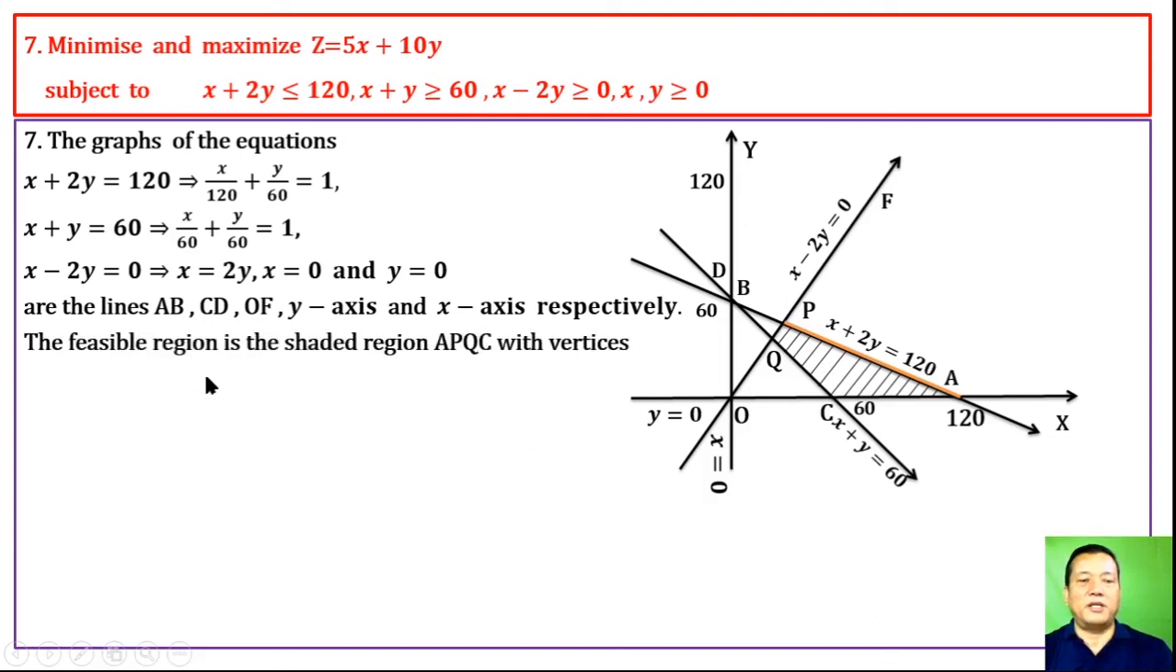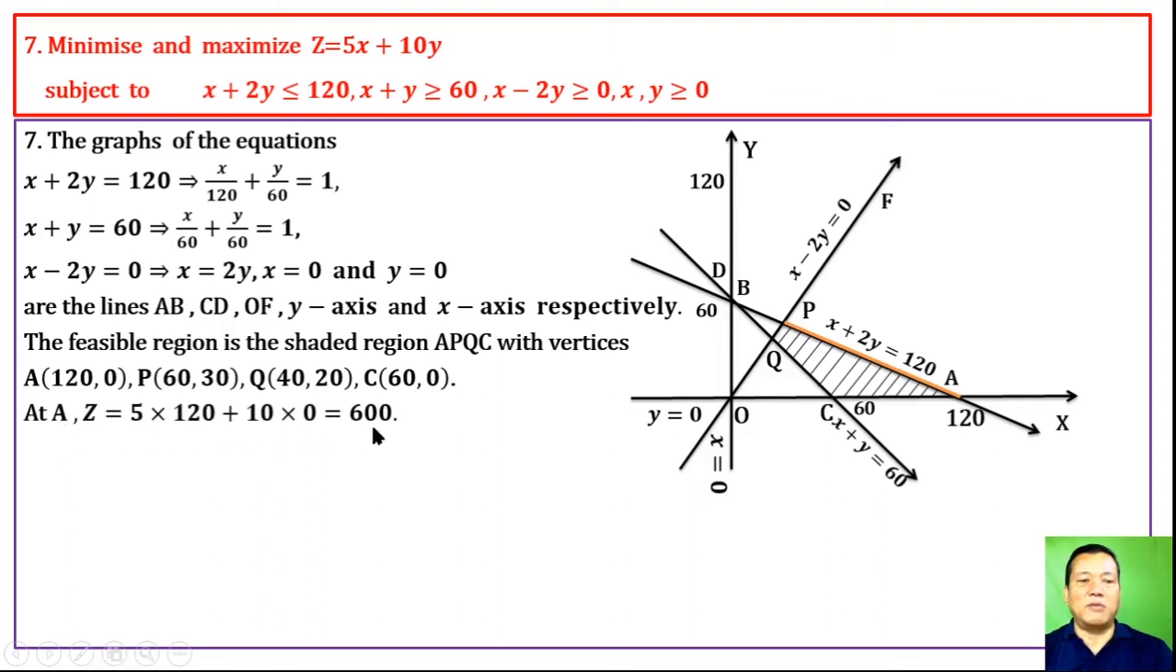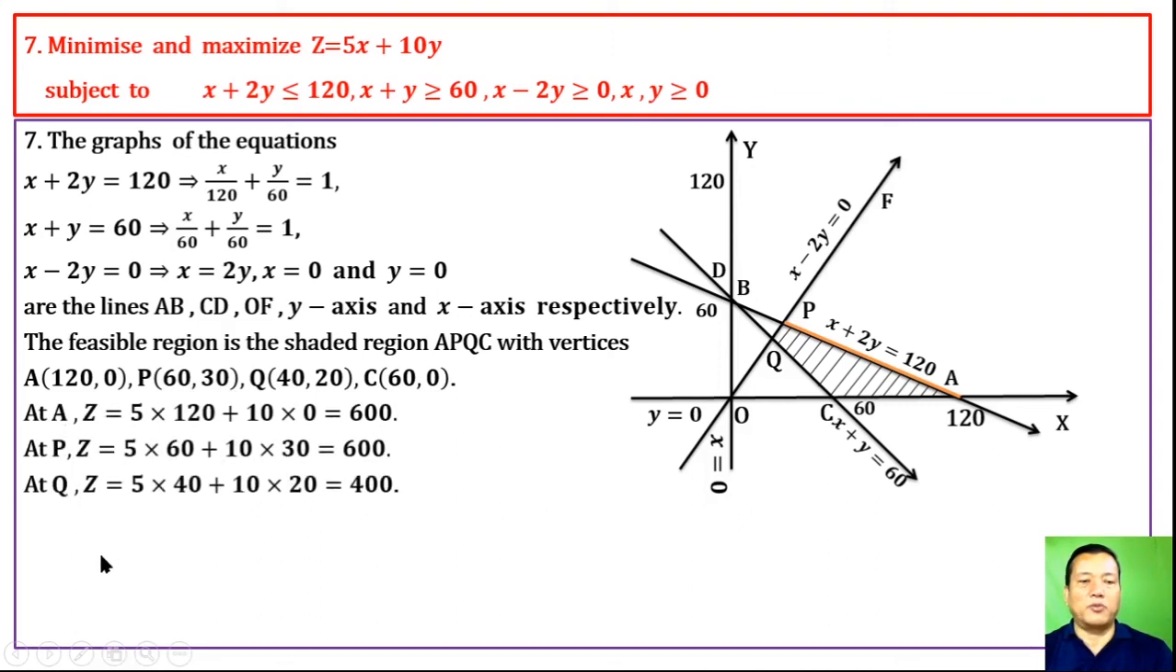The feasible region is the shaded region APQC with vertices A (120, 0), P (60, 30), Q (40, 20), C (60, 0). Hariba point singa sida Z ki value puto.